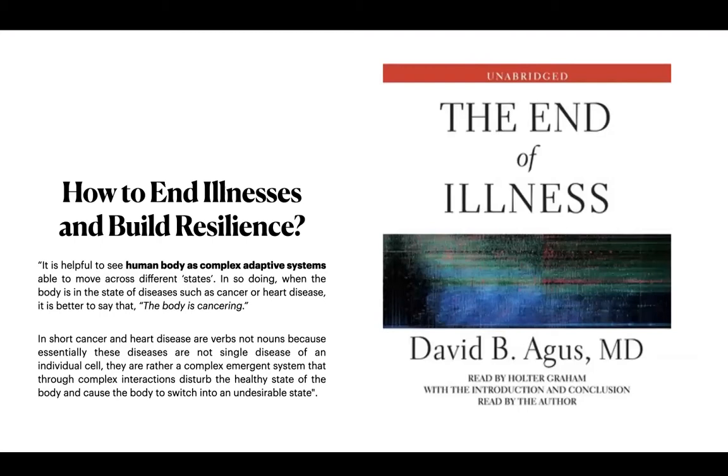Another model that inspired me quite a lot in my research is the research done by Professor David Agus. He has done extensive research on cancer patients, and he also, like Antonovsky, arrives at this conclusion. Of course, he was also inspired by complex adaptive systems. Then we need to have a complexity approach to well-being. He says it is helpful to see the human body as a complex adaptive system that is able to cross around multiple states. And in doing so, when the body is in the state of disease or dis-ease, according to Antonovsky, such as cancer or heart disease, it is better to say that the body is cancering.